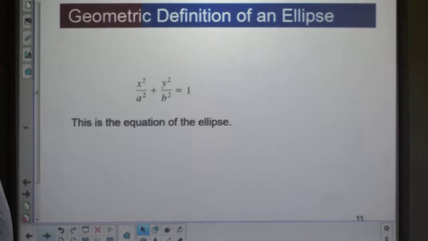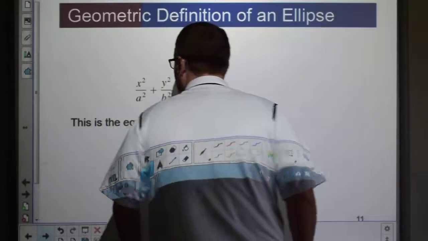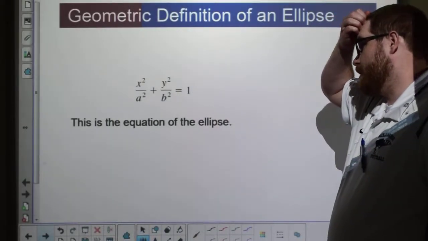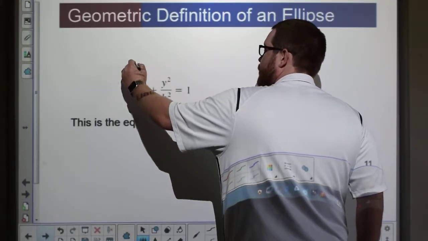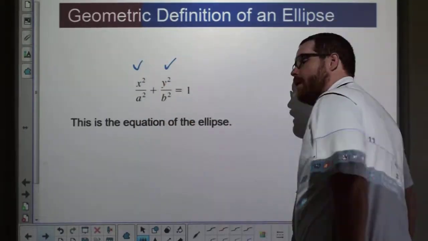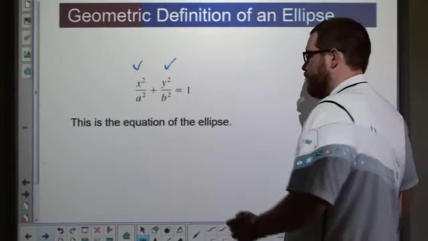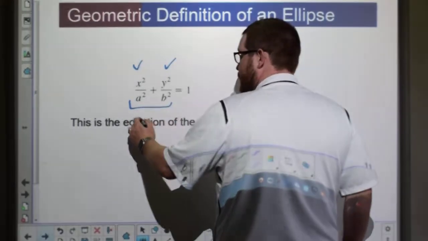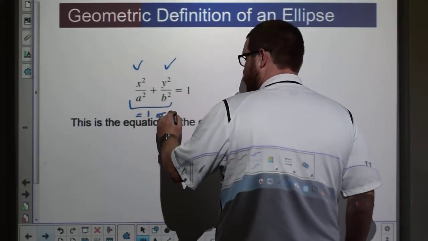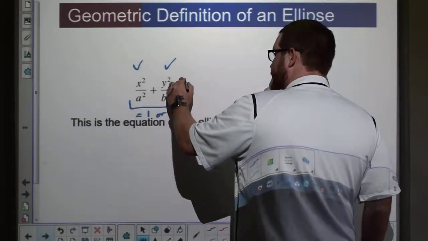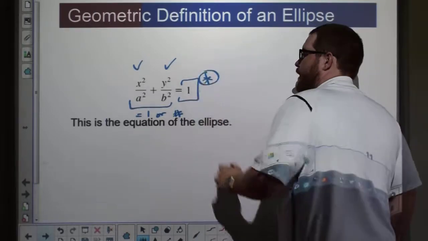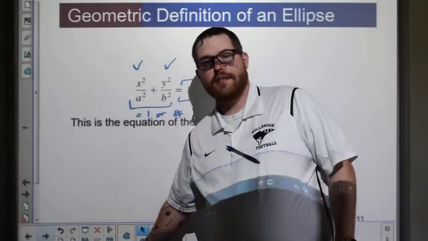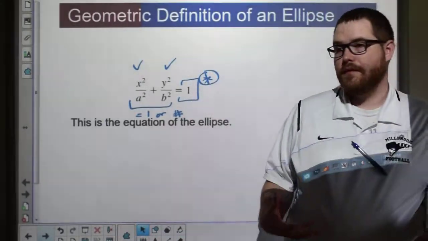Well, here's the equation for an ellipse. x squared over a squared plus y squared over b squared equals 1. Some important things. Both the x and the y are squared. There are numbers on the bottom, even if that number is equal to 1 or some other number. And this is the important part. It must be equal to 1 on this side. If it's not equal to 1 on that side, we need to make it equal to 1.